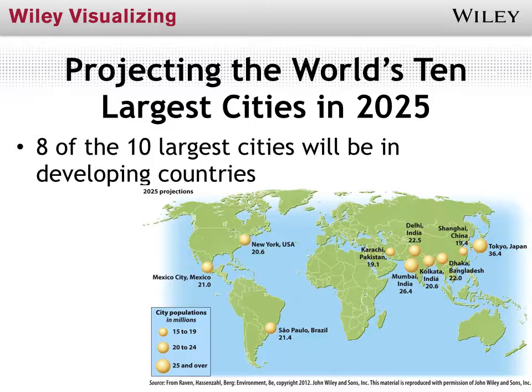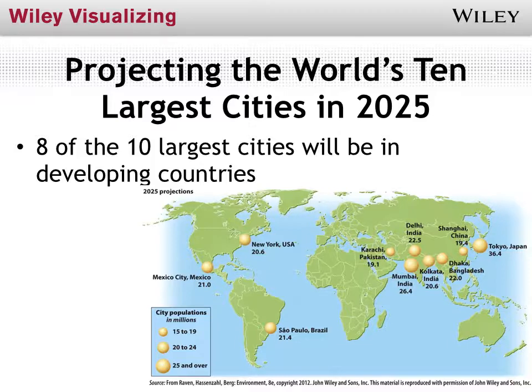So obviously a big part of a demographer is to predict the future. And so if we project the world's 10 largest cities out to 2025, 8 of those 10 largest cities are still going to be in developing countries. Again, New York predicted to hit about 20 million, Mexico City 21 million, Tokyo, Japan is the other developed country, which is predicted to be at over 36 million.